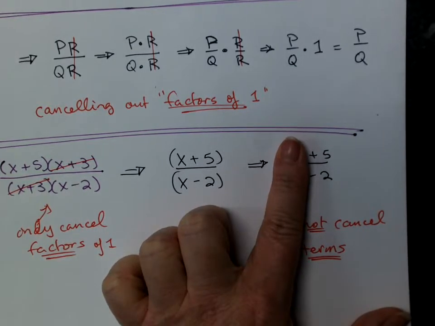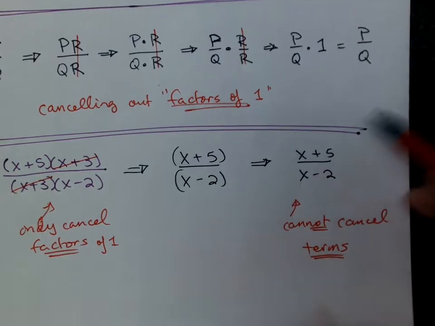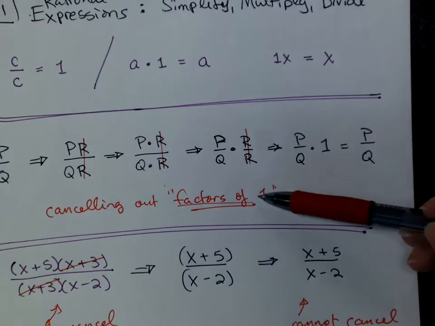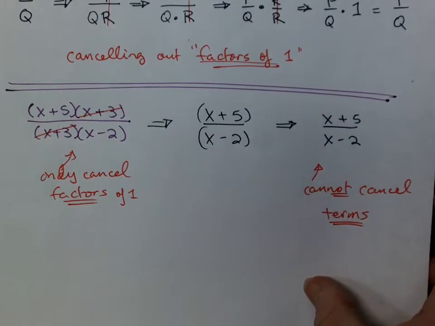Okay? So terms, if it's touching a plus or a minus sign, it is a term and cannot just be canceled out. That's an illegal move. It changes the value. Okay? The mathematical rule is about factors of 1. All goes or none of it. Okay? All right, the other thing we can cancel out is, all good? Okay. All right.